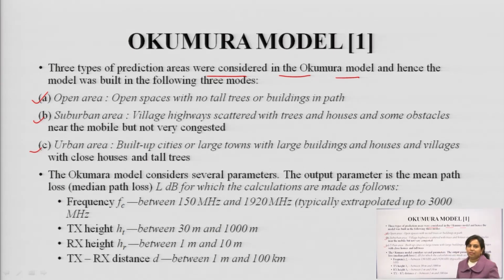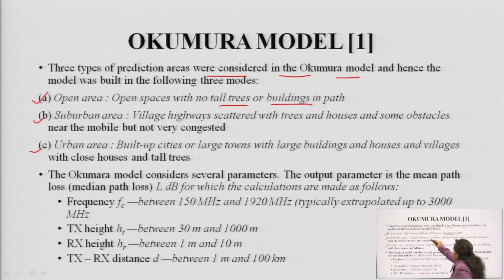So, how are these areas characterized? Depending on the population, number of intermediate nodes, and number of hops that exist between the transmitter and receiver, the areas are decided. The first one is the open area. Open spaces with no tall trees or buildings in the path, that is known as open area.